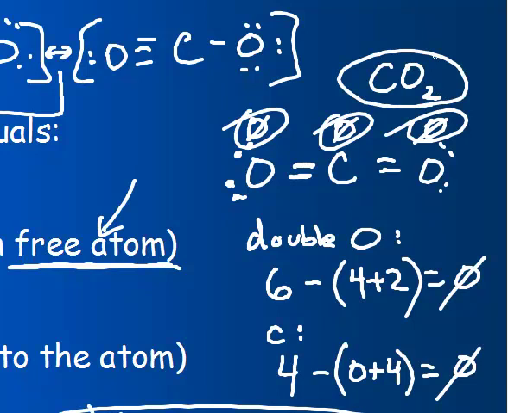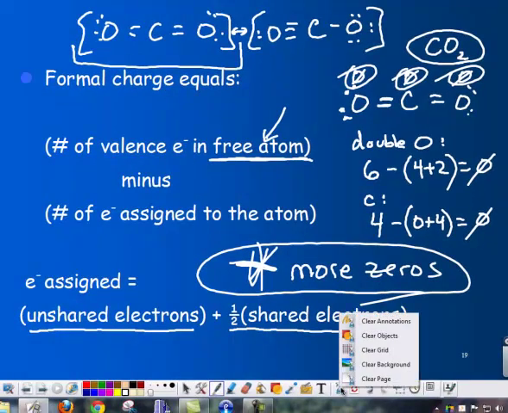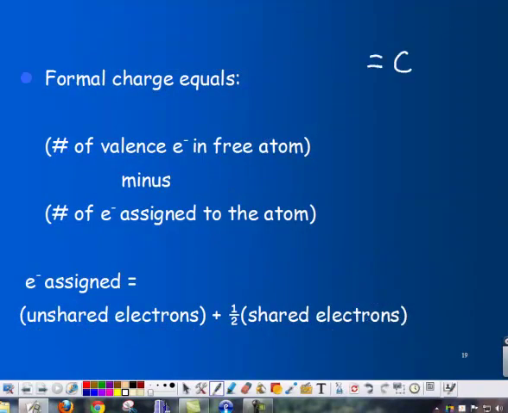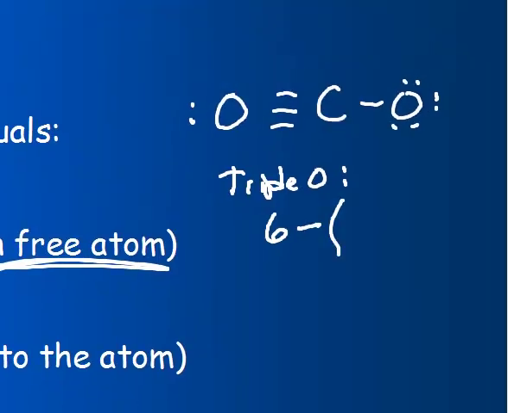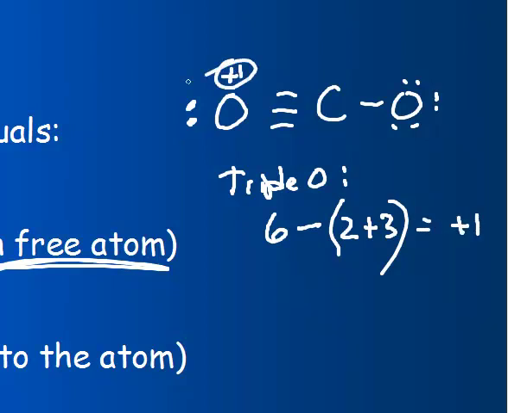All right, let's evaluate the second one then. So what about the triply bonded? So we have a triple bonded oxygen, a single bonded oxygen. Let's do the formal charge. All right, so I have a triple bonded O. And a triple bonded O, the number assigned to the free atom is 6 minus the number of unbonded electrons, which is 2, plus half of the bonded. So 2, 4, 6, half of that is 3. 6 minus 5 is a positive 1. So this is going to get a positive 1.